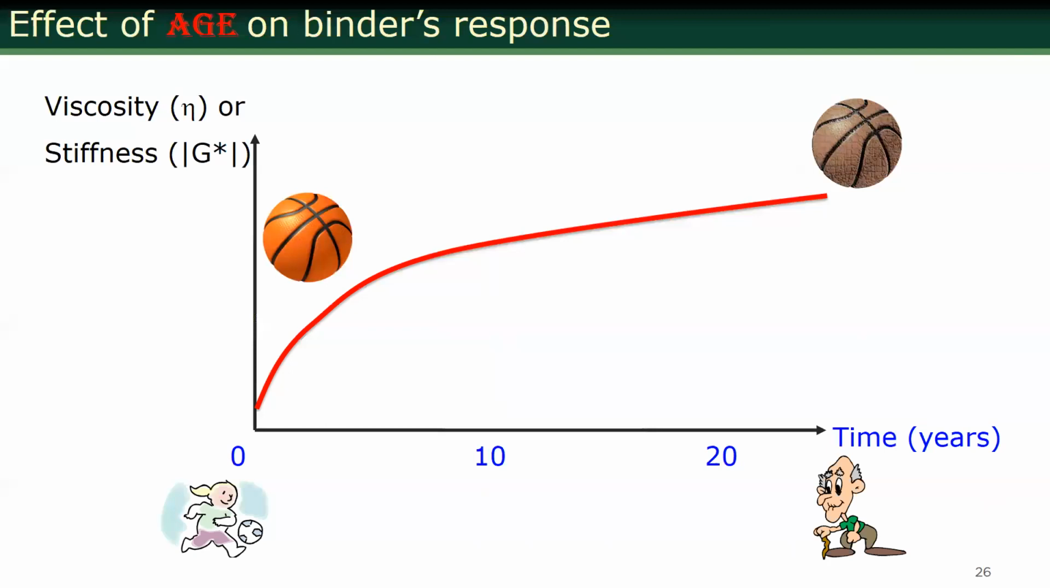Now, another complication: the curve changed. With aging, we are talking about years now, not the time scale we're talking about in the lab. From 0 years to 20 years, we know for sure that the binder ages. The binder is pretty much the only component in asphalt pavement that changes its properties. Aggregates don't change much, unless you're using Michigan aggregates.